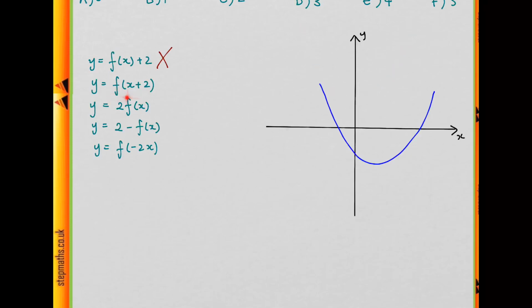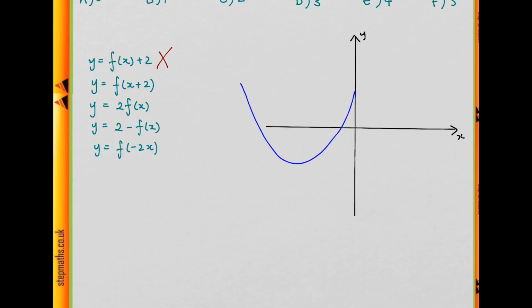Now for f(x plus 2), this is moving the graph left two places, and we can see that it doesn't matter how far we move this left, there's still going to be two places here and here that cross the x-axis. We're just shifting the points where it crosses to the left as well. So this one would have two distinct points that cross the x-axis.